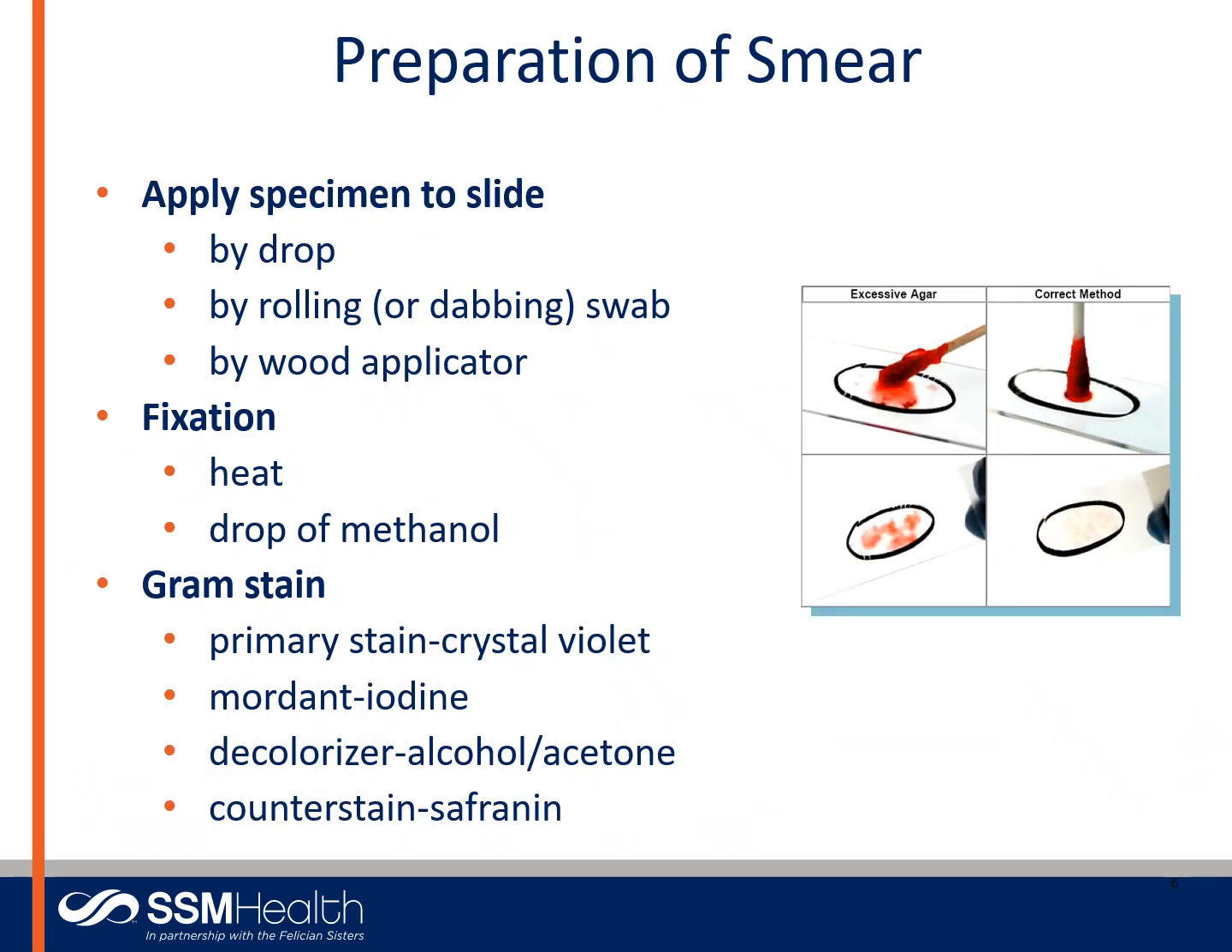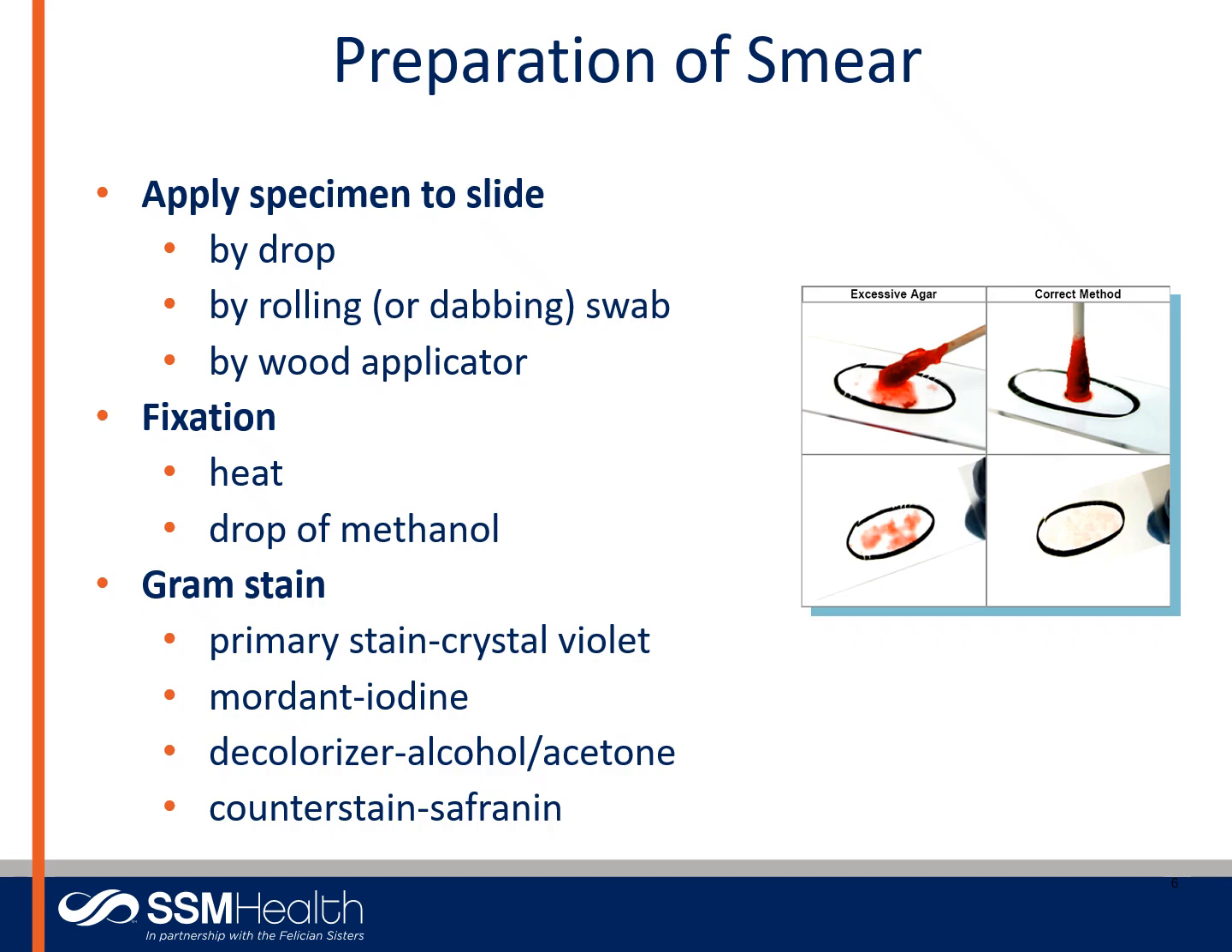Obviously, I like to talk about how junk in gives you junk out. So starting with the preparation of a smear is what allows you to have the beginnings of a good end to your staining. You would apply the specimen to a slide, and it depends on what kind of specimen you receive in the lab. If you have a liquid specimen, you will typically put a drop of that liquid onto a slide. If you have a swab, then you would roll that swab onto a slide. You could use either a swab or a wood applicator stick.